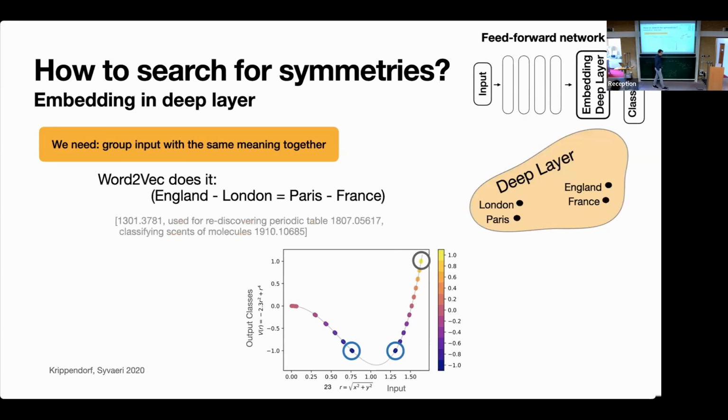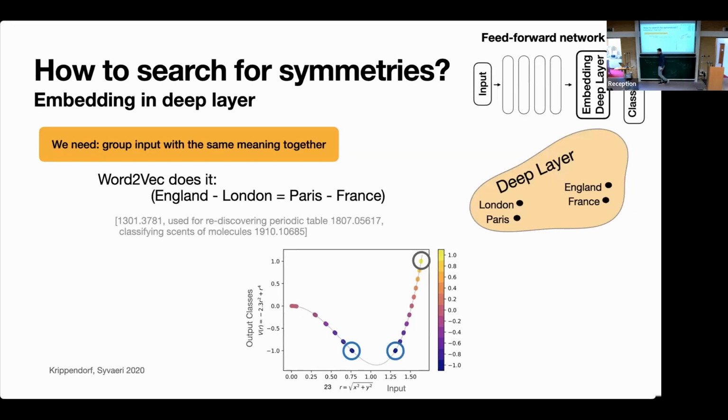Now, the inspiration comes from the fact that embedding things in a meaningful way is something which has been observed in other domains. For instance, in an old story in languages, you see that in late layers or embedding layers, things with the same meaning are grouped together. If you calculate the Euclidean distance of the vector England minus London and the vector Paris minus France, they would be similar, and the locations of these would also be similar.